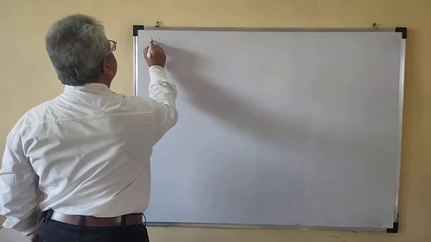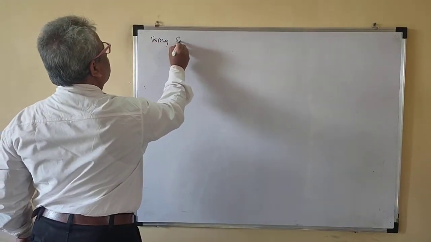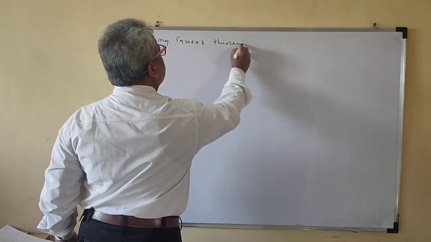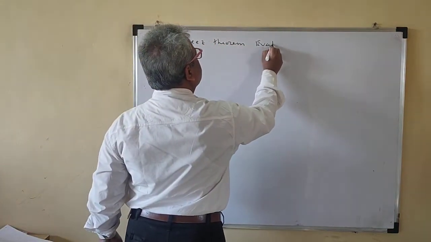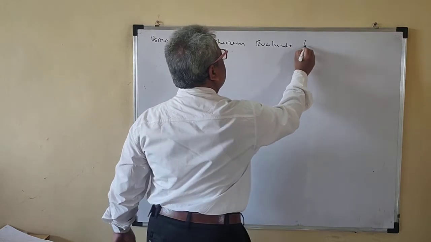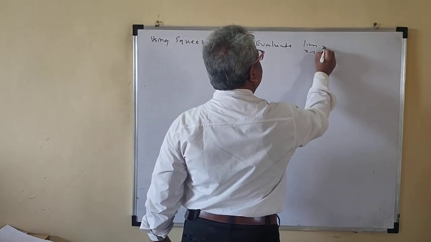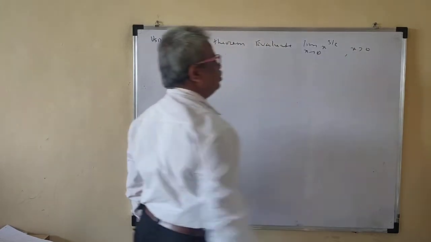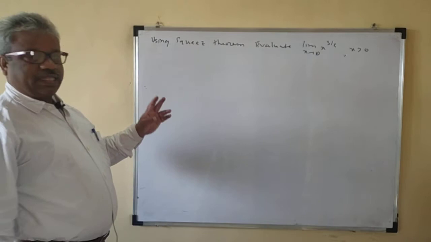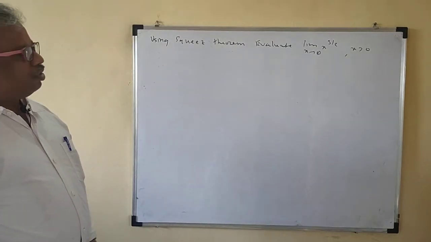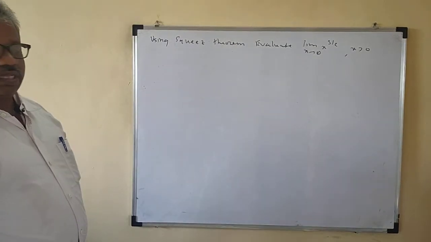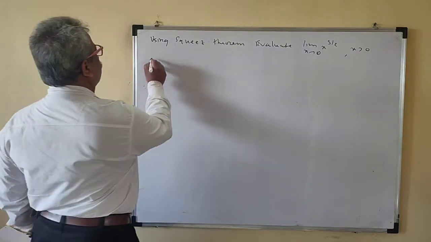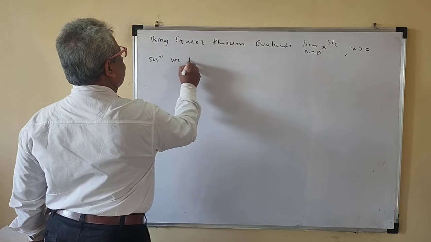So next problem, using the squeeze theorem, evaluate limit x tends to 0, x to the power 3 by 2, x is greater than 0. If x is less than 0, then x to the power 3 by 2 does not exist. That means the limit does not exist. So here we have provided x is greater than 0. Okay. Solution.